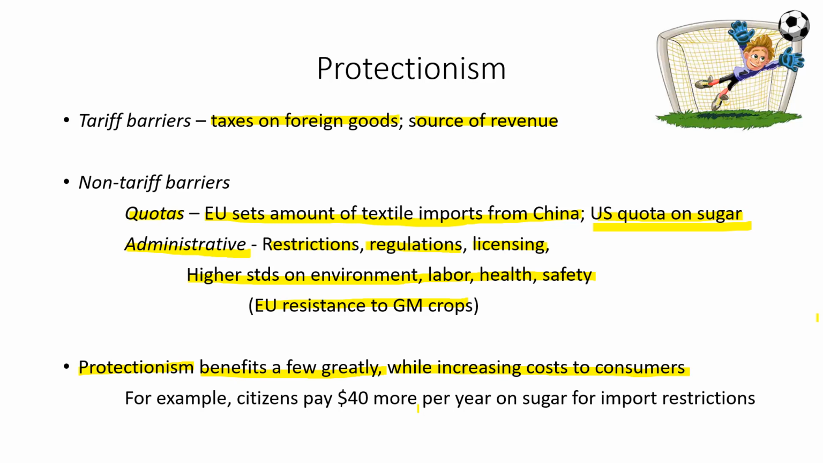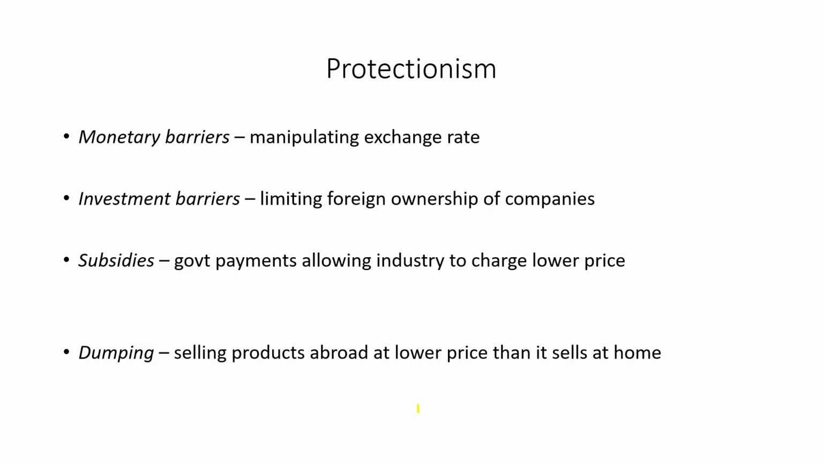And another reason as to why it works so effectively is because the consumers are paying for it and may not even realize that they're paying for that protection. Some more examples of protectionism: monetary barriers, such as manipulating your exchange rate. China has been accused of doing this, mainly because they are able to do it with the amount of foreign reserves that they have.